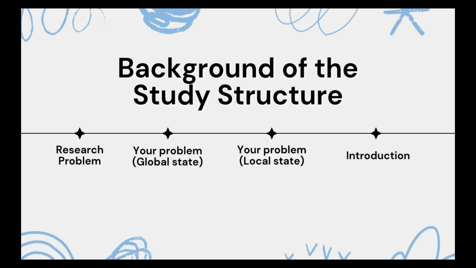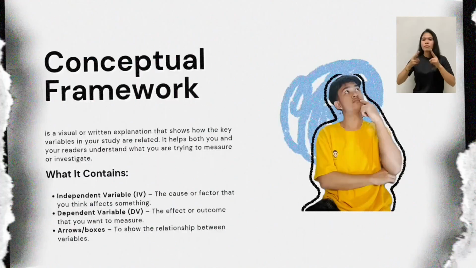Your first paragraph is your research problem. This is a short but direct statement that clearly explains the main issue or concern your research wants to address. In your second paragraph is also your research problem but in a global state. And for your third paragraph is also your research problem but in a local state, like in your country or where you live. And for your fourth paragraph is your introduction. Here you talk about your topic and why it matters. In making of your background of the study, make it at least 4 paragraphs.